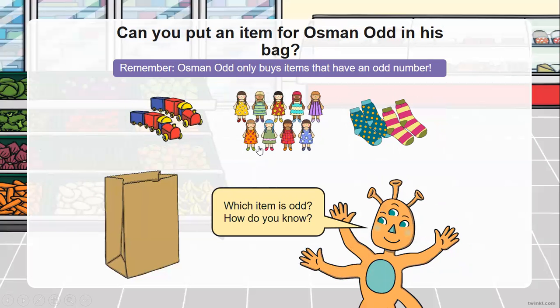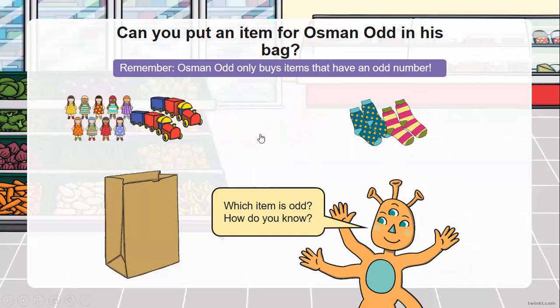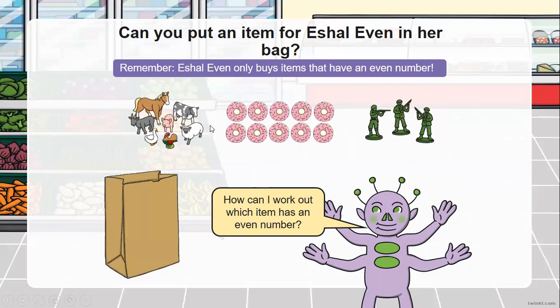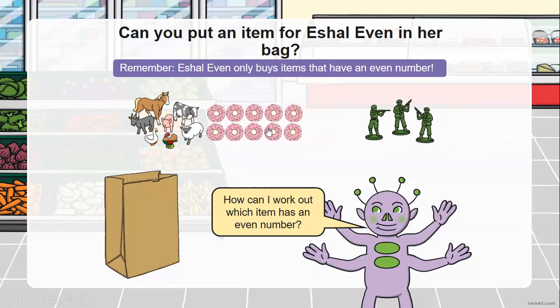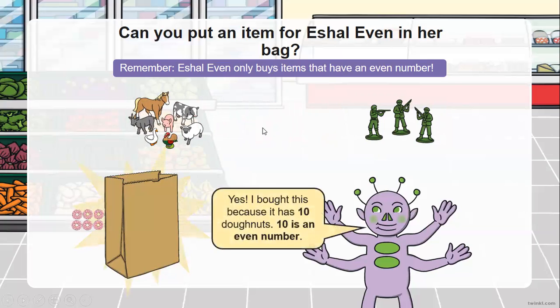And let's check again Osman Odd. Did he buy 2 trains or 9 dolls or 4 socks? So of course not 2, of course not 4. He bought 9 dolls. Now let's see Aishal Even. What do you think he bought? 7 animals, or 10 donuts, or 3 soldier toys? Of course, he bought 10 because 10 is an even number.